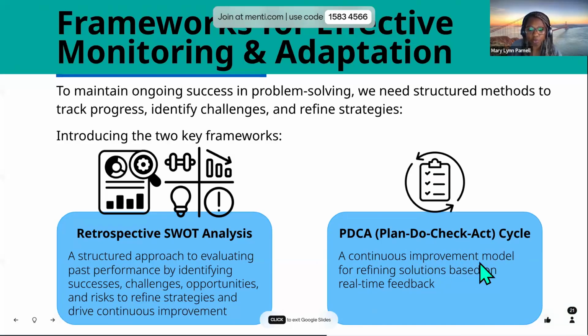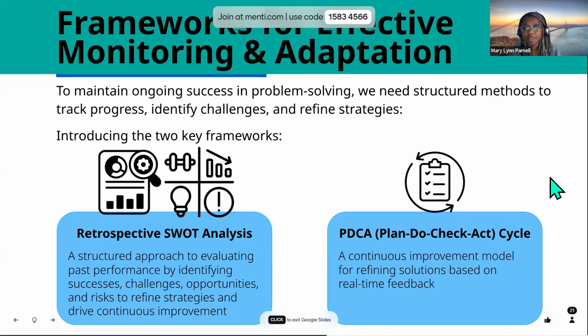So it's a continuous improvement model for us to be able to look back. And so to maintain ongoing success in problem solving, we need structures to be able to track our progress, identify challenges, and refine strategies. So the SWOT is a structured approach to evaluating our past performance by identifying successes, challenges, opportunities, and risks to refine strategies and drive continuous improvement.